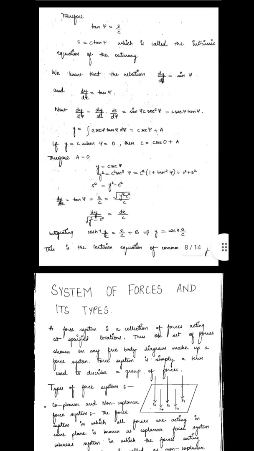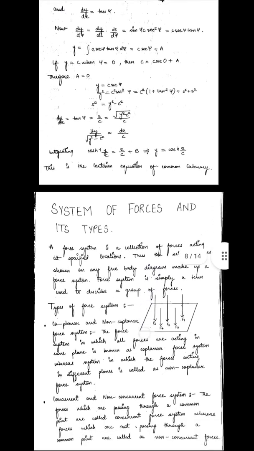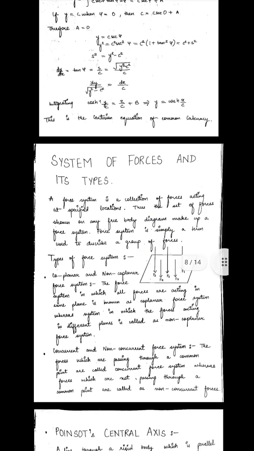Now we come to system of forces and its types. A force system is a collection of forces acting at specified locations. Thus, a set of forces shown on any free body diagram make up a force system. Force system is simply a term used to describe a group of forces. Types of force system: coplanar force system and non-coplanar force system.